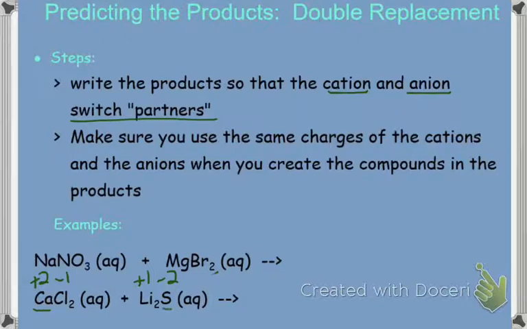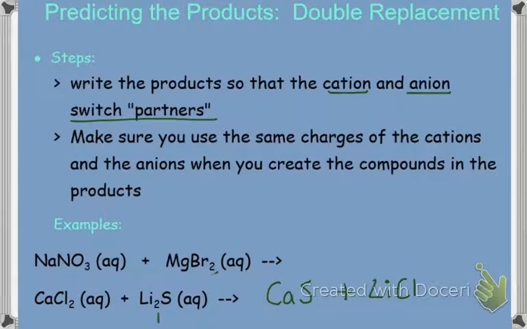Calcium would now have to match up with the sulfur. So I've got a +2 and a -2. Those cancel out. Then the chlorine would have to bond with the lithium. Li is a +1. Cl is a -1. They cancel out. Last steps, I'm going to erase my extra work here.